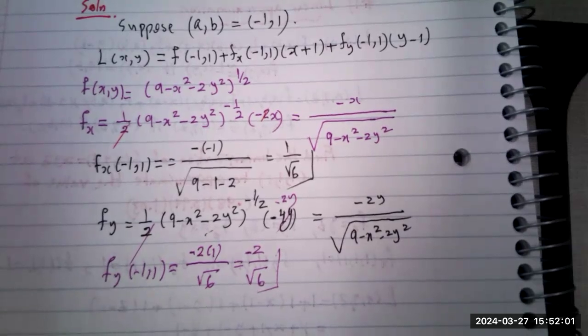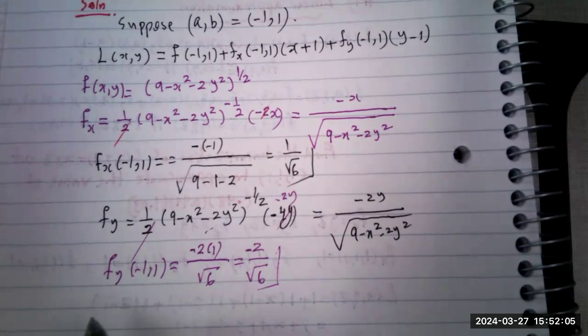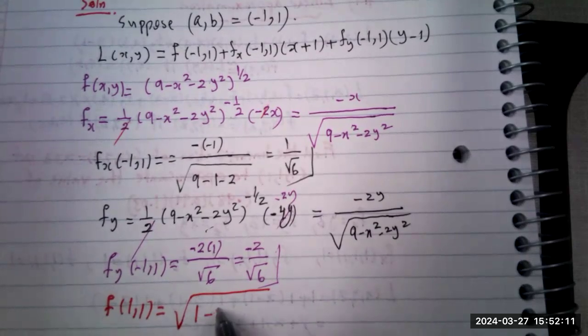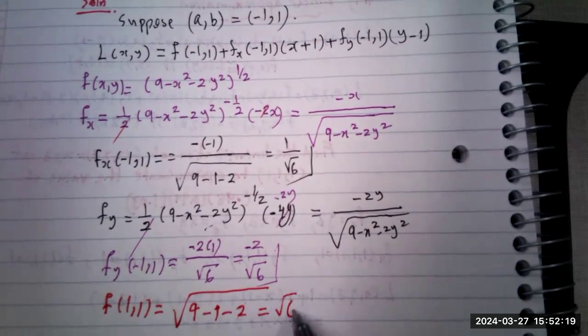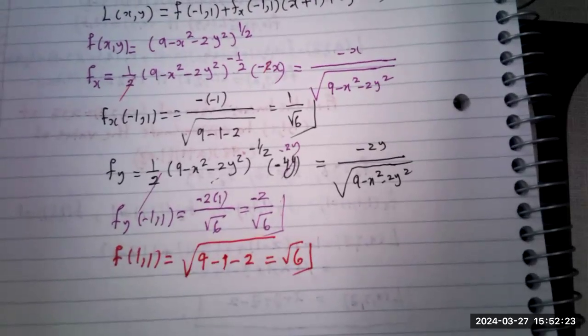Okay, and now the value of the function, f of 1, 1. If you substitute, you get 9 minus 1 minus 2. So that gives you radical 6 too. Okay, go back and write the linearization and do your estimate.